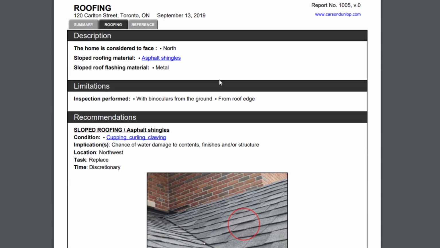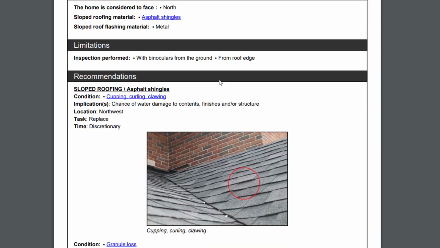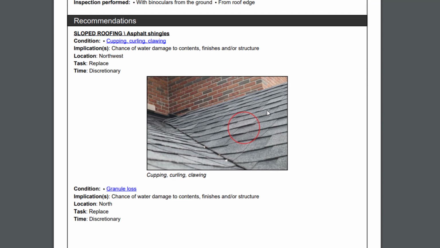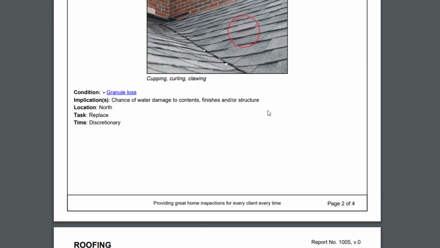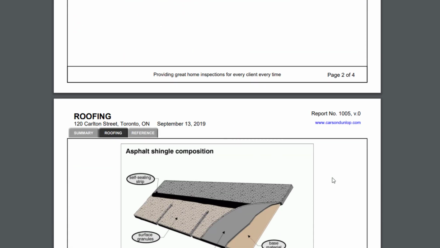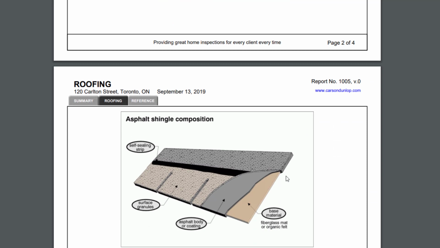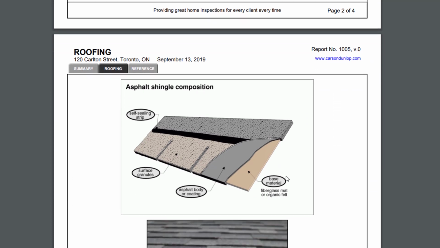Next, I have my roofing section. Here I have my descriptions, limitations, and recommendations. This is my output of the data and photos I selected in the report writing screen. It also includes my photo which I selected. On my Granuloss comment, it also included my photo and an illustration as well. Horizon has over 1,700 illustrations in our database.